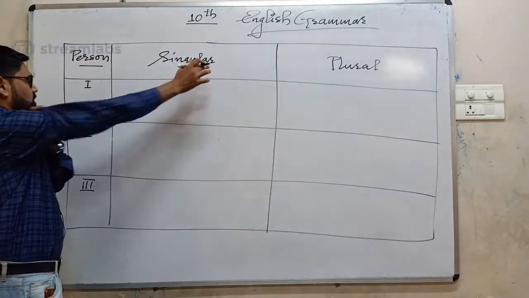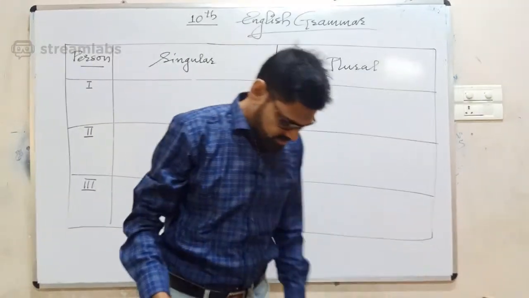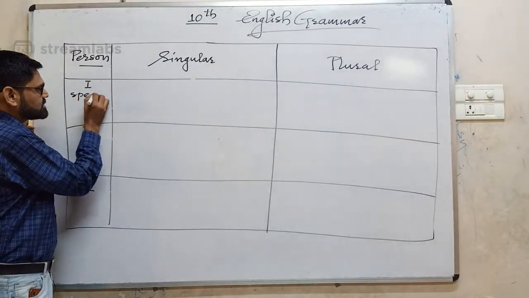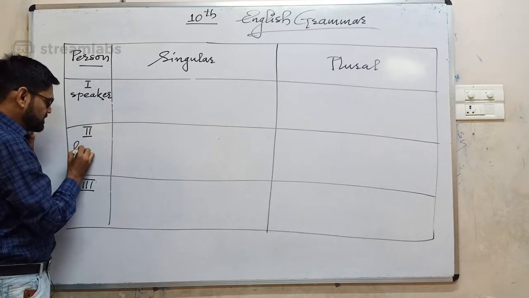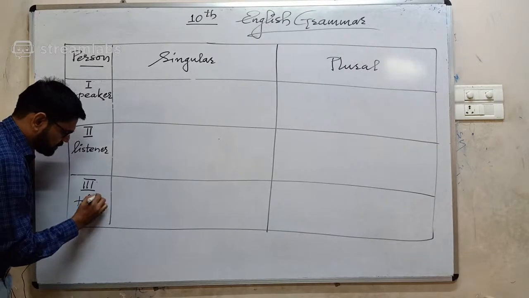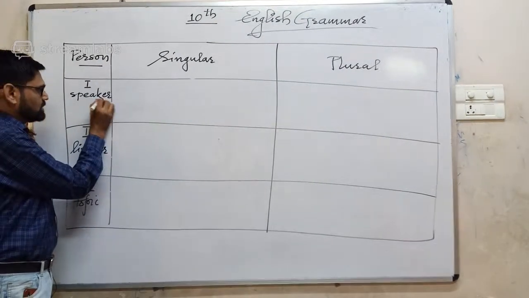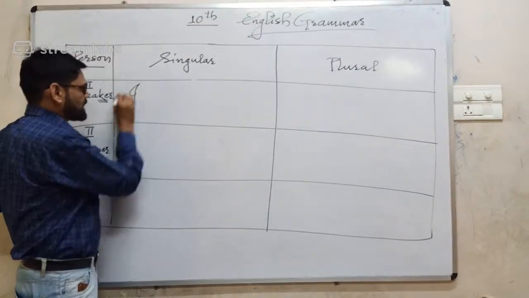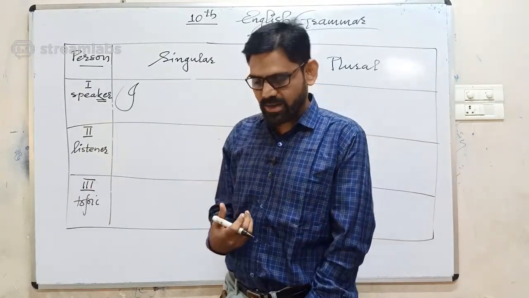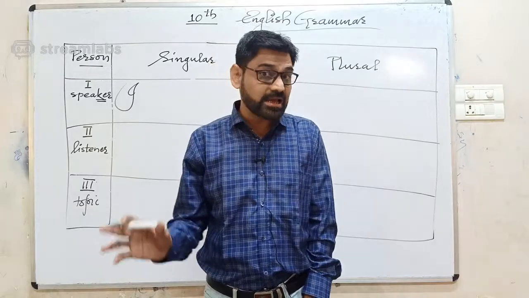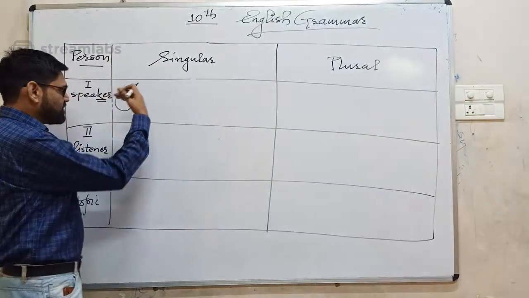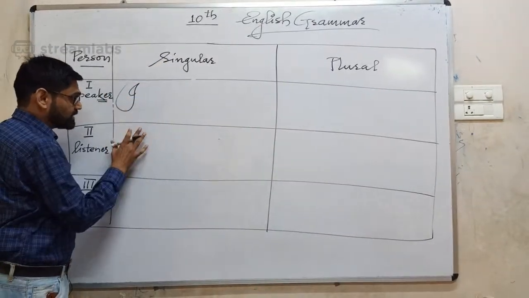Now, we should know, let's see, these persons first. First person is also known as speaker. Second person is called listener. And third is known as topic. Now, first person is always I. Everyone calls oneself I. I am I for myself. And you all are I for yourself individually. Okay? Everyone calls oneself singular I.